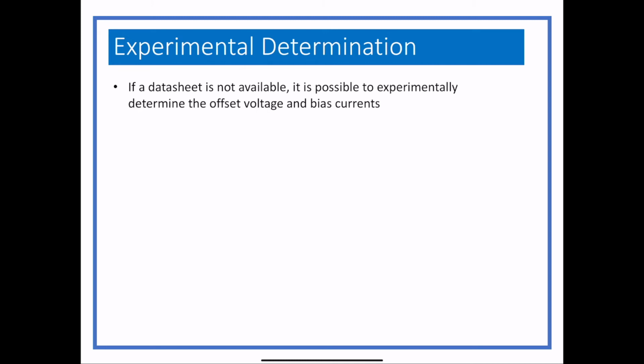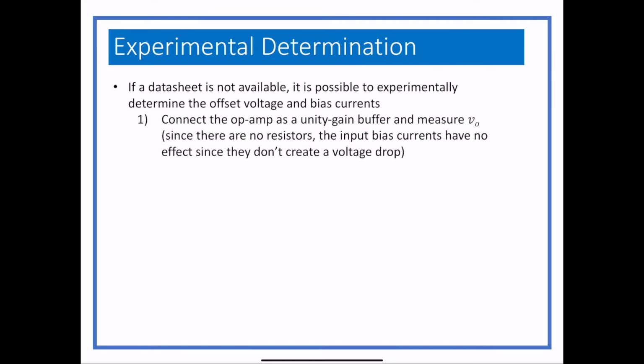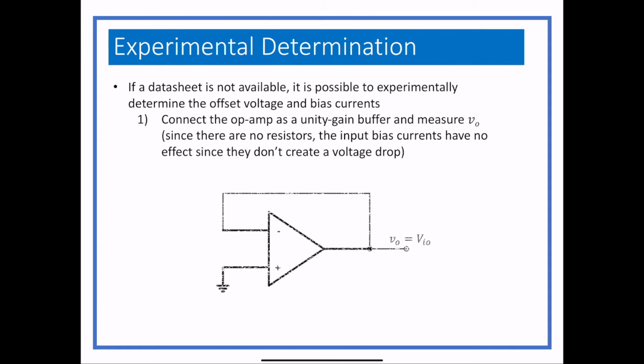The first thing you would do is you would connect the op-amp as a unity gain buffer and measure the output. If you do that, the only voltage that could possibly appear at the output would be VIO. It would be really small, but it could be measured with the right multimeter without any trouble. So this is connected such that there's 0 going in and 0 being carried to the output, except the output isn't quite 0. So that would be the first measurement that you would make, and then you would know what VIO was.